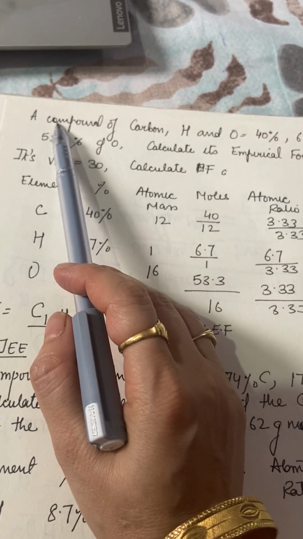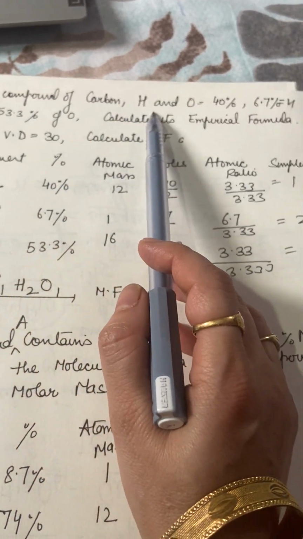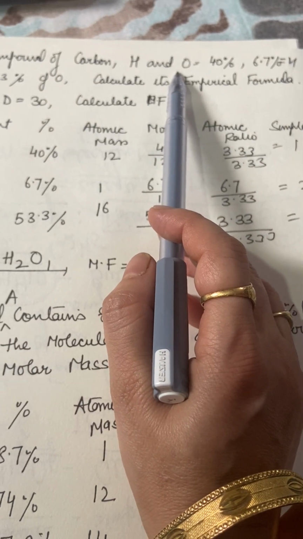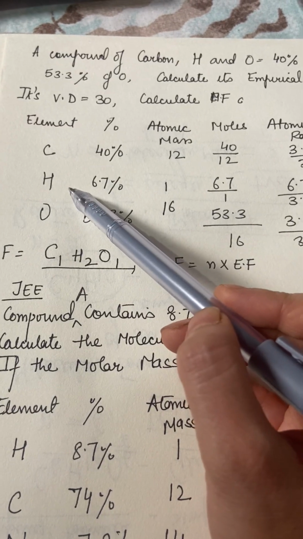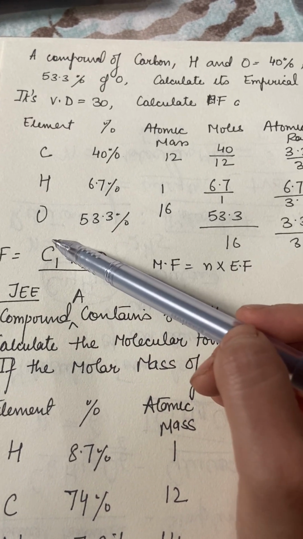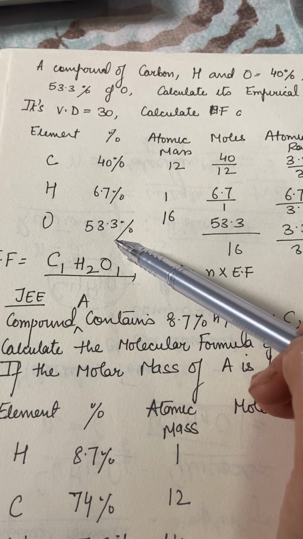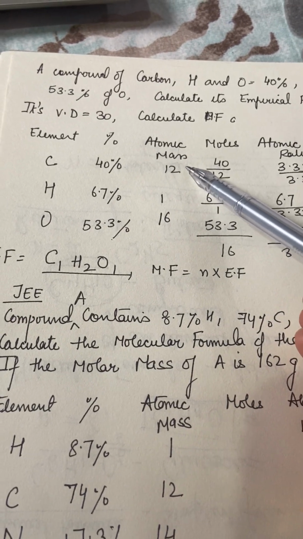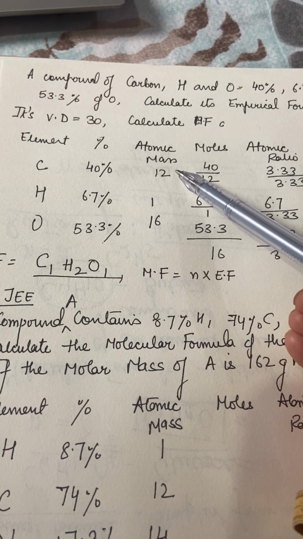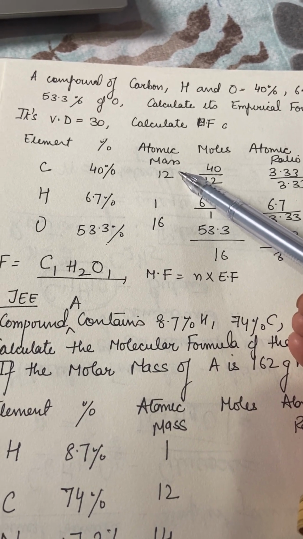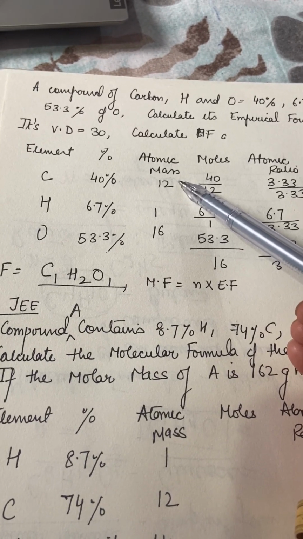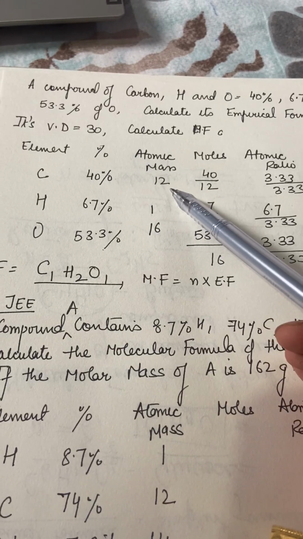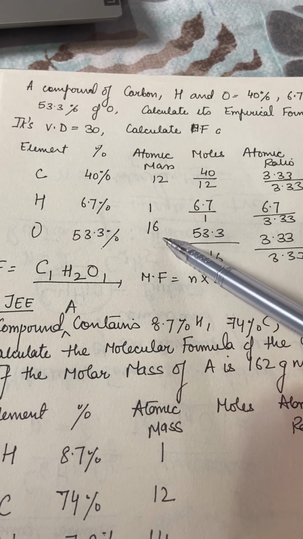So now let's come to the question. The first question is: a compound of carbon, hydrogen and oxygen is given, in which the percentage of carbon is 40%, hydrogen is 6.7%, and oxygen is 53.3%. Atomic masses, you all know; I have already told you the trick to find the atomic masses of the elements. If it's not given, please see my first video for reference. The carbon atomic mass is 12, hydrogen is 1, oxygen is 16.